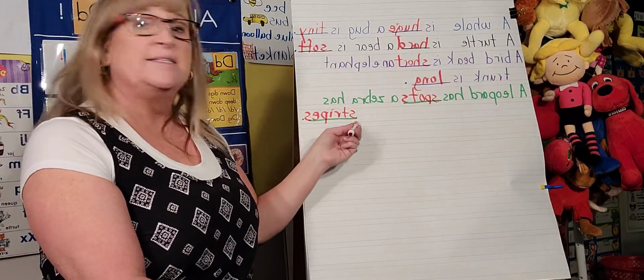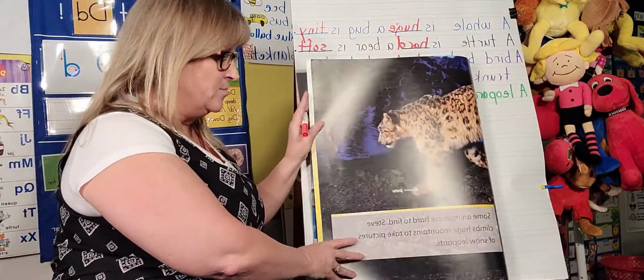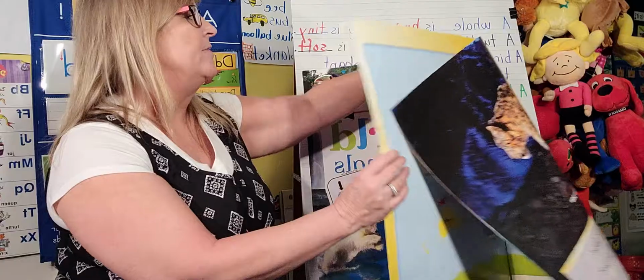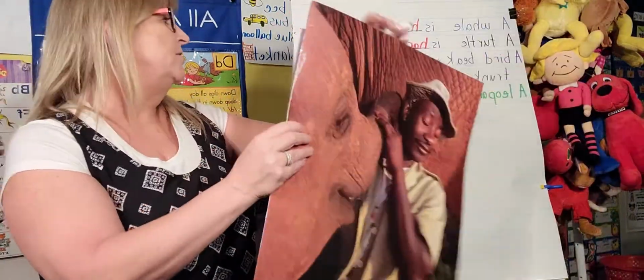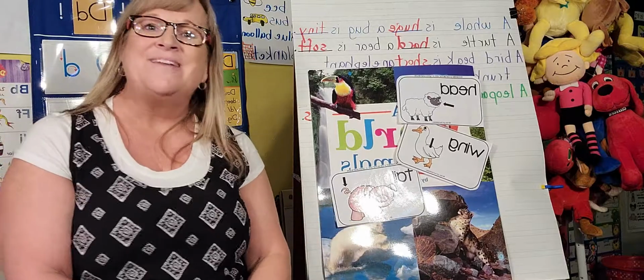A zebra has stripes. All right, so that's how we think about animals and can compare them, thinking about their different parts of the animal, and also how they are opposite.